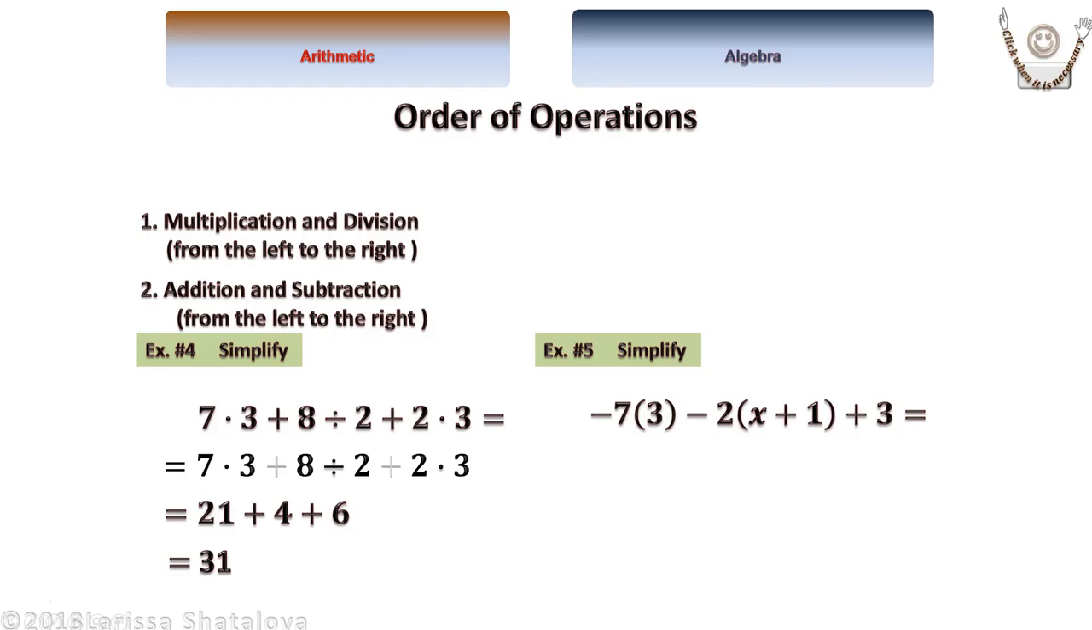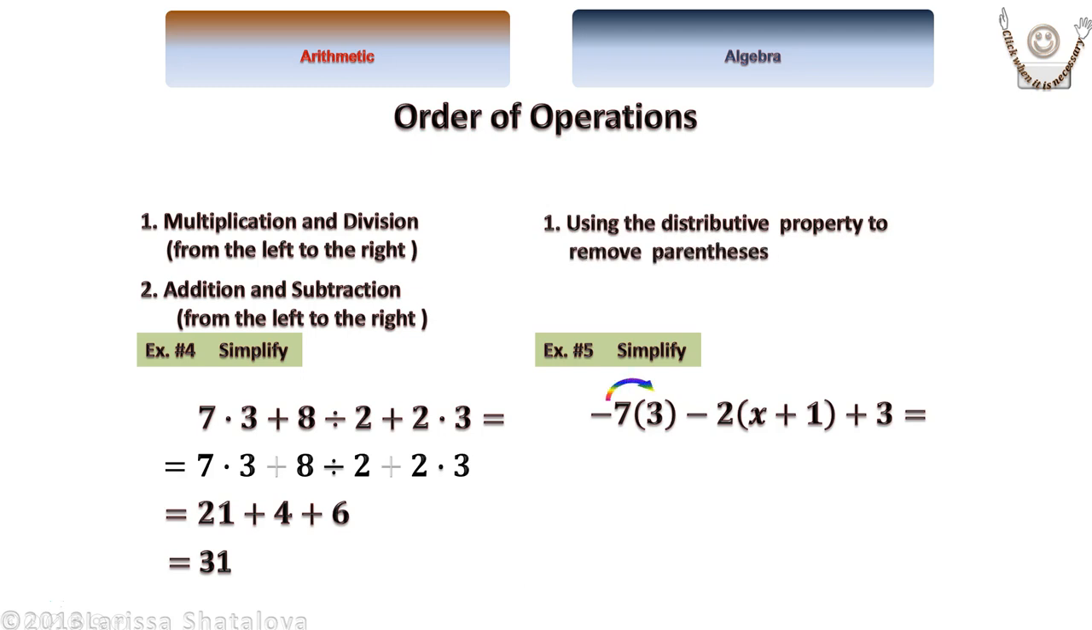Let's compare order of operations in arithmetic and in algebra. Example number 5. We have a request to simplify. Instead of multiplication and division from left to right, we will use the distributive property to remove parentheses. So we will multiply negative 7 times positive 3.